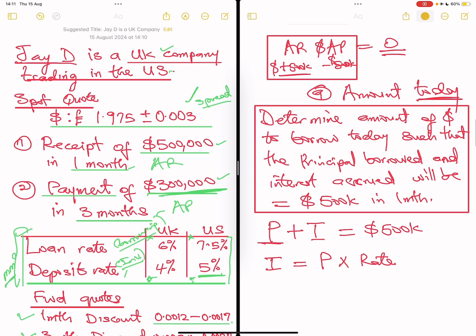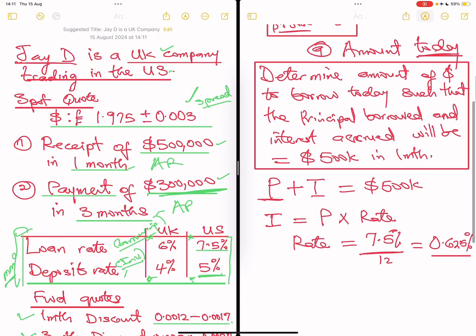And we already know our rate is the borrowing rate in the US, which is 7.5%. So 7.5% is the annual rate. We need to divide it by 12 to get the monthly rate. So that will give you 7.5 divided by 12, that is 0.625%. So this is the rate that we need.